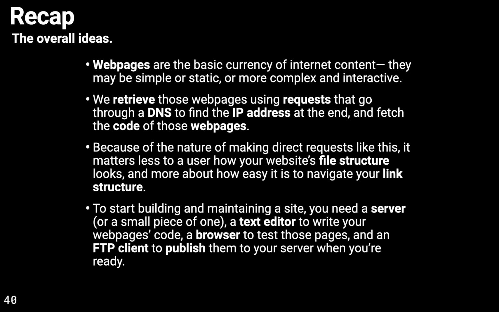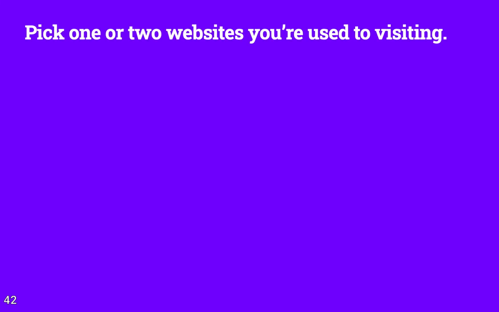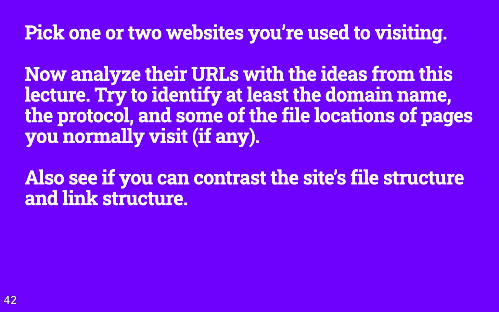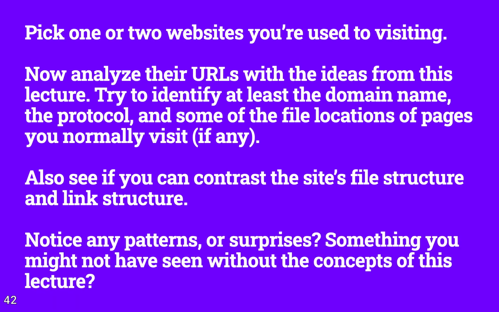Okay, and as always, I'm going to leave you with a final thought. Pick one or two websites you're used to visiting. Analyze their URLs with the ideas from this lecture. Try to identify at least the domain name, the protocol, and some of the file locations of pages you normally visit, if any. You might just stay on the surface. Also see if you can contrast the site's file structure and link structure based on what you see in the URLs. Do you notice any patterns or surprises? Something you might not have seen without the concepts of this lecture?